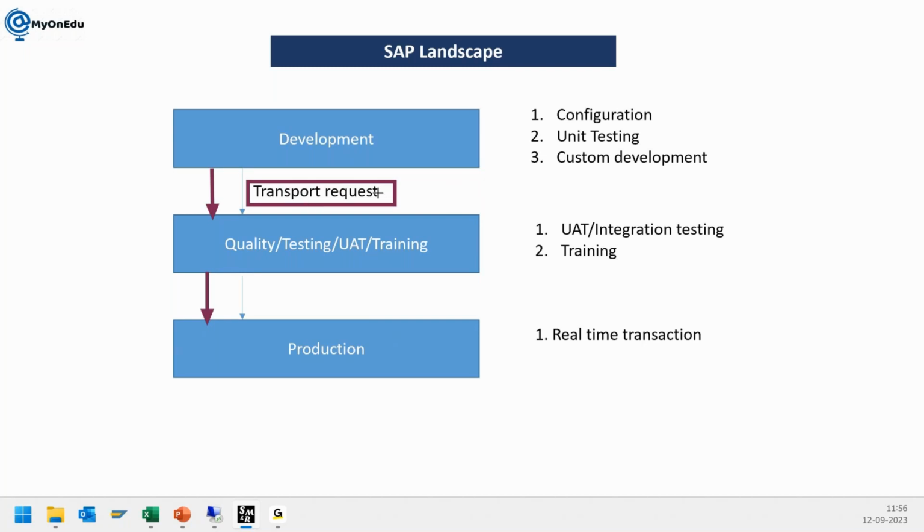And then once we are done with our testing and everything, we will move that transport request to a different system. First we will move it to quality, and once we say it is working fine, then we will move it to production. Like that we will move the changes.